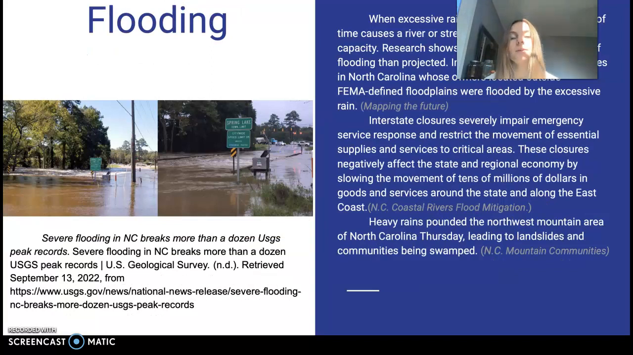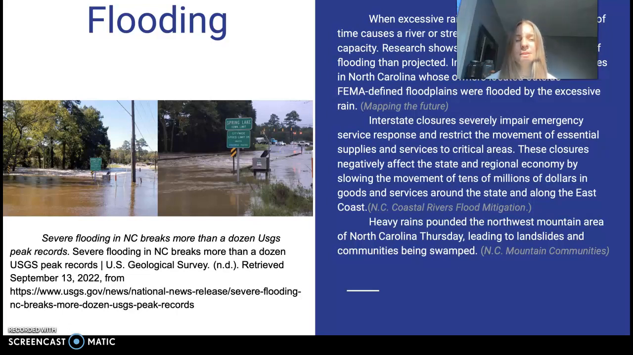The flooding. This picture was actually taken about 15 minutes from where I currently reside. And it's a common occurrence, especially in heavy rain. And there is no specific heavy rain season anymore. Whenever it's going to rain, it's going to flood as well. The excessive rainfall over an extended period of time causes a river or stream to exceed its natural capacity.